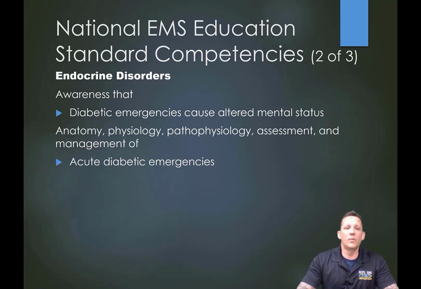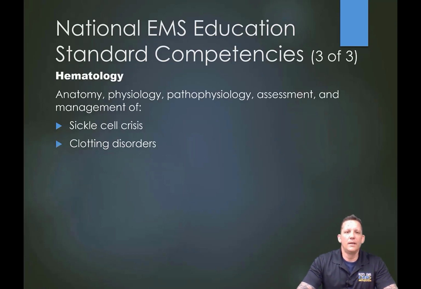We want to make sure that you have a significant awareness of diabetic emergencies that can cause altered mental status, the anatomy and physiology, pathophysiology, and the assessment of an acute diabetic emergency. We'll get into hematology, a lot of which you're not going to be able to test in the field for the most part, but you should have a core understanding of what's happening so that you can make a reasonable, suspicious guess about what's happening in regards to sickle cell crisis or a clotting disorder.